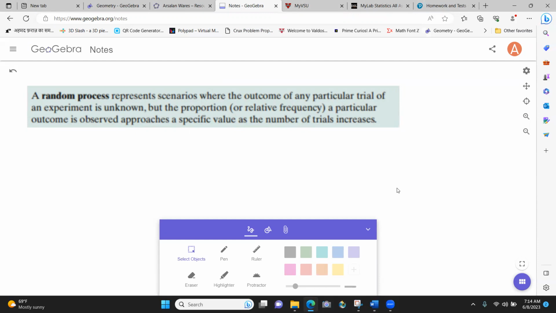You can read it in the text. It's from 5.1. It's in a box, the very first page. I'm not going to go to the book because I find this more convenient. Now, I'll give you some examples of a random process. For instance, rolling a die is an example of a random process. Tossing a coin is an example of a random process. You don't have any control, assuming it's a fair coin. You don't have any control over the outcome.